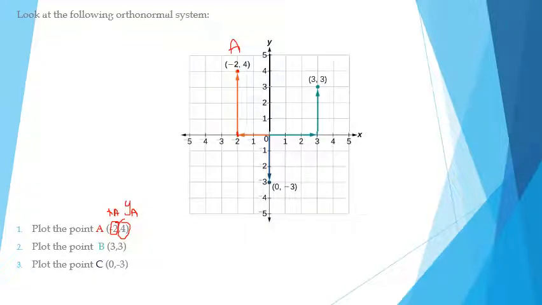Now plot point C: 0, minus 3, of abscissa 0 and ordinate minus 3. Abscissa 0 means it's on the y-axis. Minus 3 means that I have to go down 3 steps. This is point C.